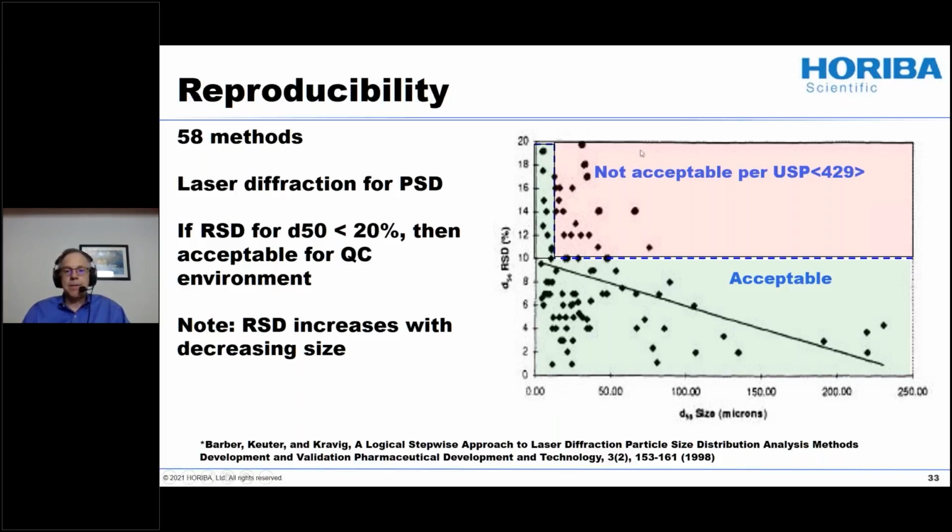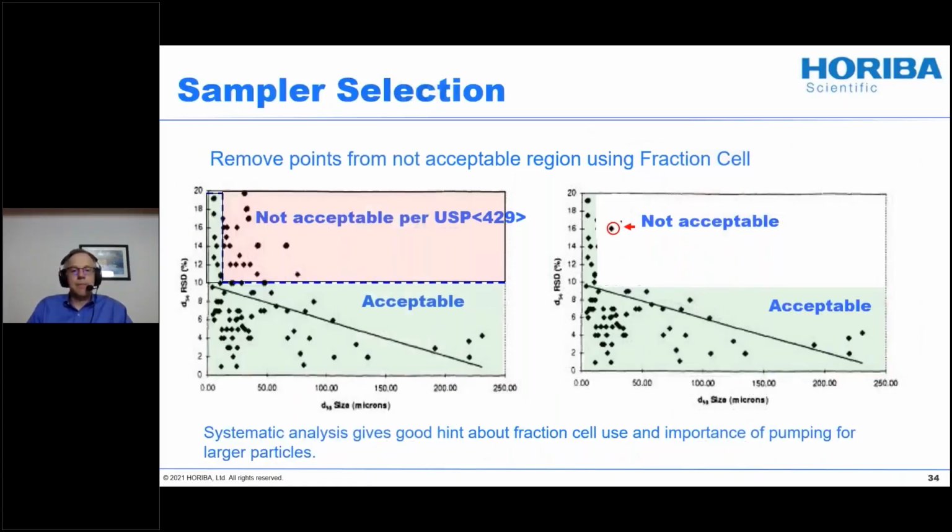And I have a pretty hefty chunk of results or methods that aren't really acceptable per USP 429. This is not good news when you're in pharma. If you remove the points from the not acceptable region that were generated using the fraction cell, almost all of them are gone except for one. And so now you have a systematic analysis that tells us something very important about the fraction cell, which is it's not very good at mixing particles because it just has a stir bar rather than the pumping system on the flow.